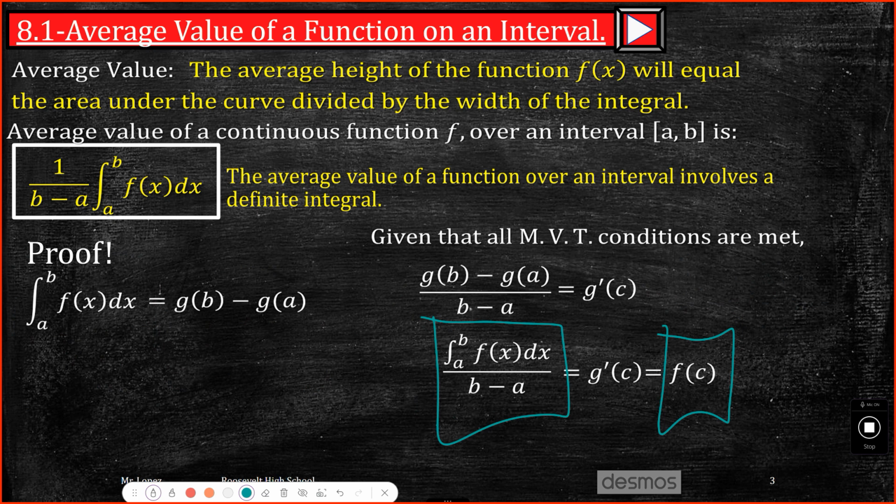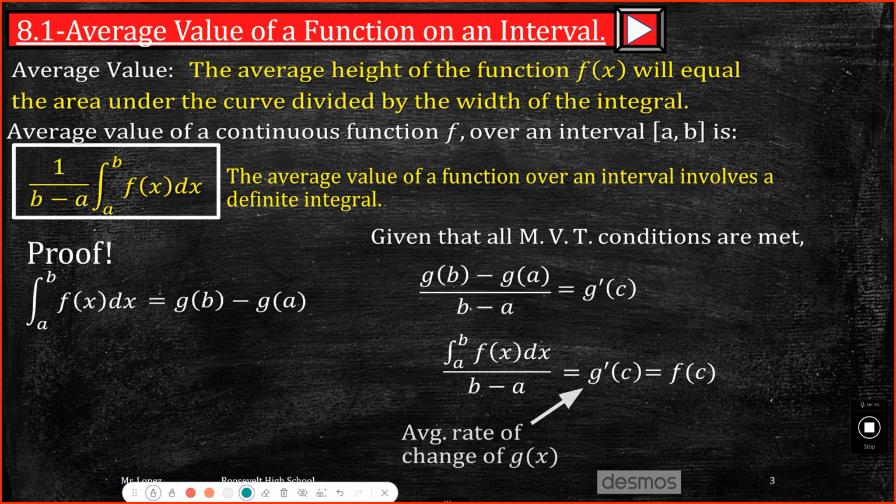All right, let's move on from this. So we have that this is an average value. The average value is equal to G prime of C, where G prime of C is equal to F of C. Let's do some problems based off of this. But let's just remember what they are.